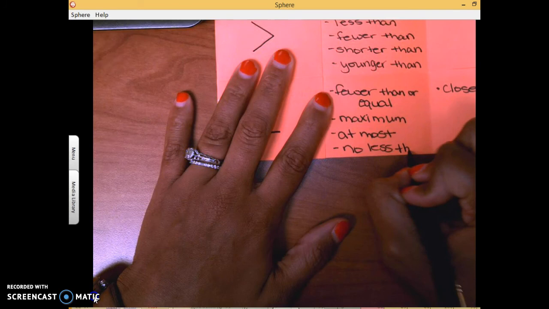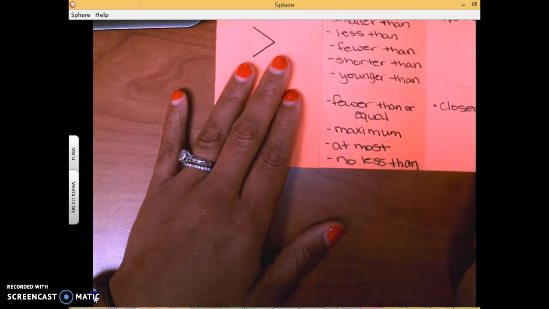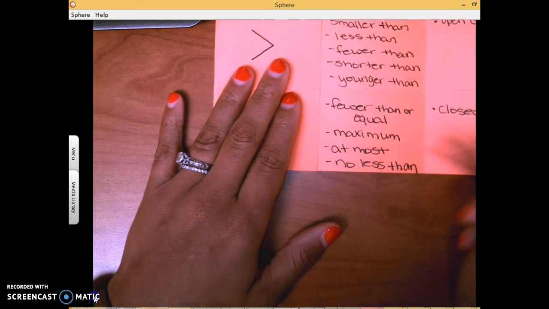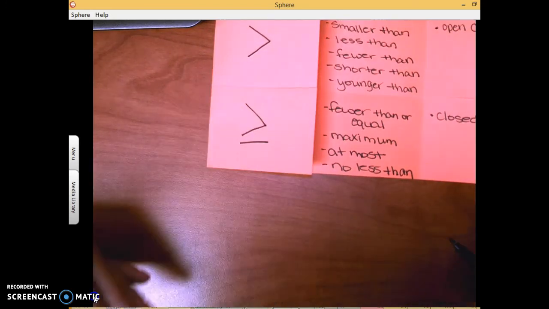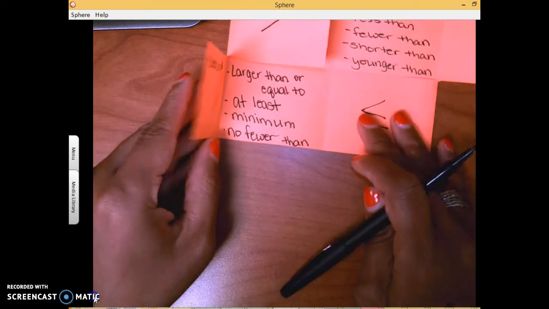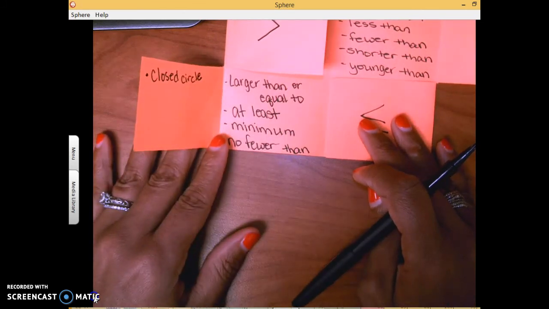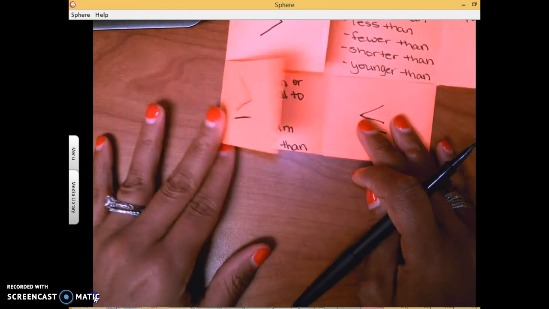The at most and this no less than, those are the ones that you look at and you kind of think it's another sign. But you have to be clear. No less than means to include it and then everything above it. And then just like no fewer than means to include that number, but everything below it. Okay?